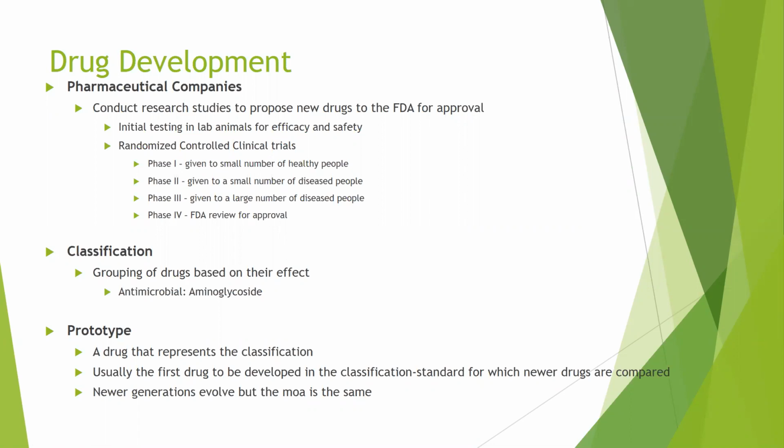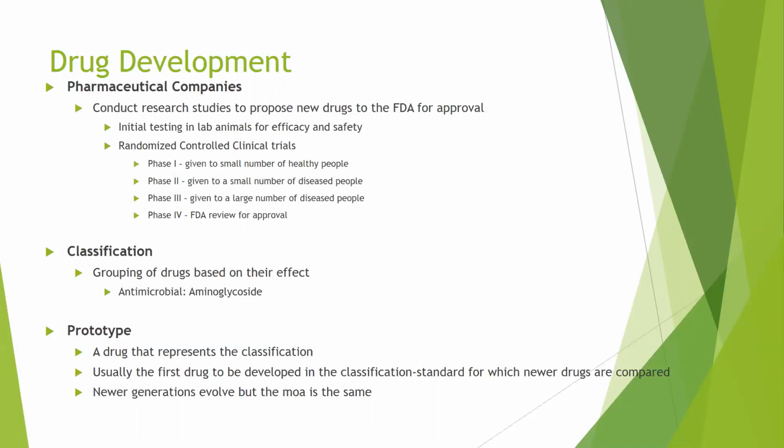In this class, we're going to be looking at medications based on their classifications. A classification is a grouping of drugs based on their effect. Here you can see the class of the medication is an aminoglycoside. This is an antibiotic. Its effect is antimicrobial. Another example here would be a beta blocker. A beta blocker is an antihypertensive medication.